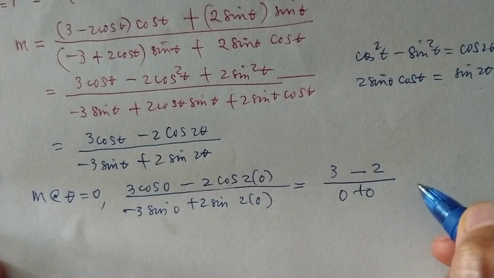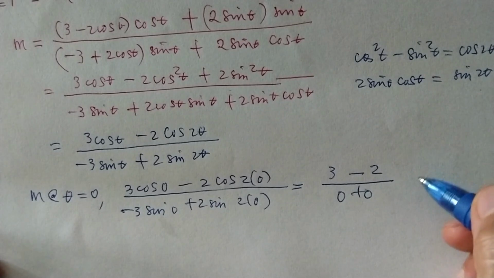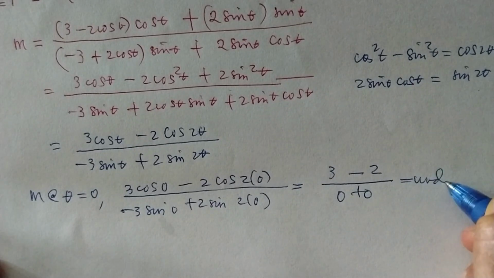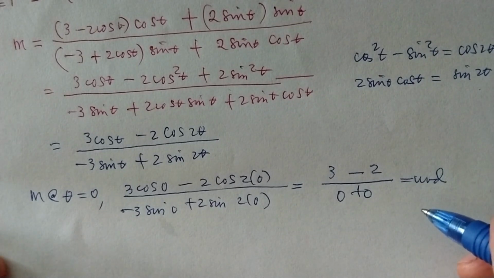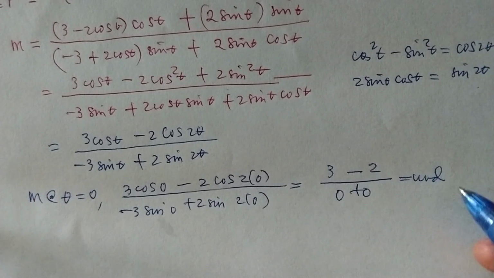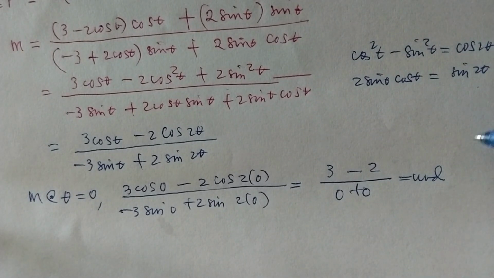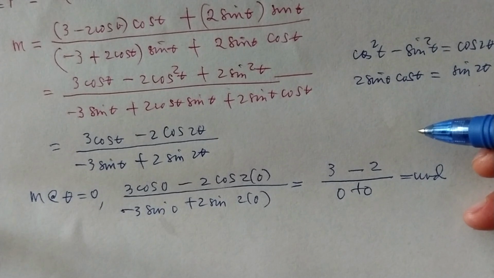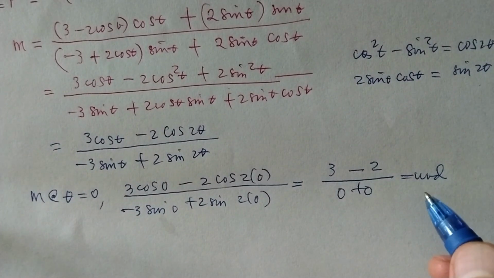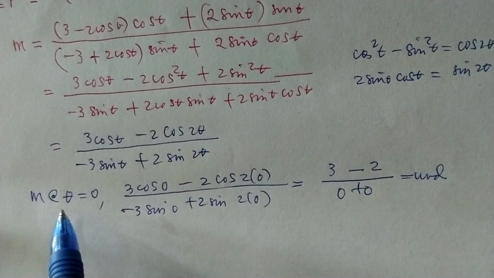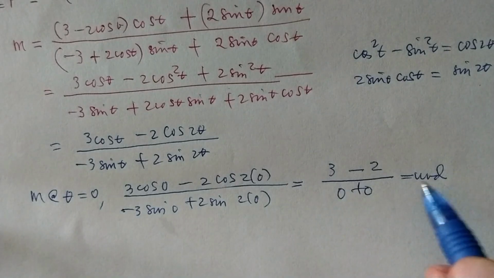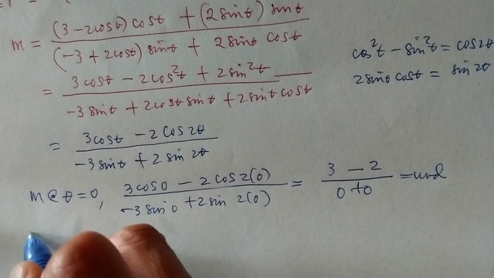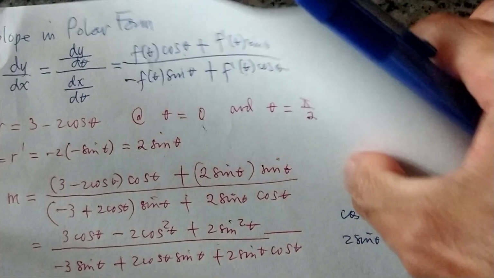So we have here 1 over 0, which is undefined. And so that means the slope is undefined, and that is a vertical line. So there you go. The slope at theta equals 0 is undefined. What about the slope at pi over 2? Here we go.